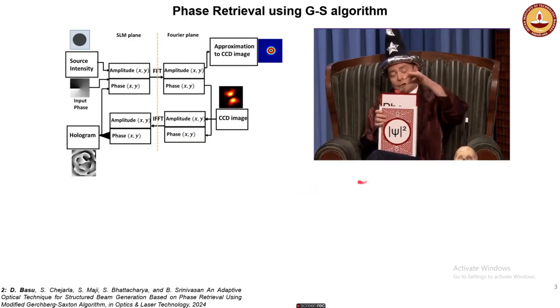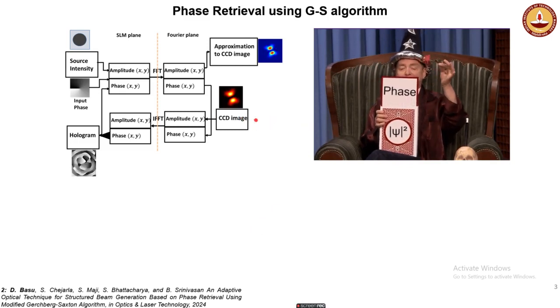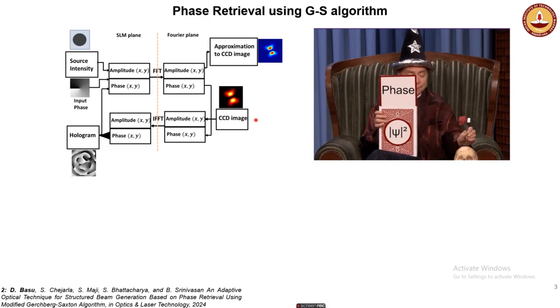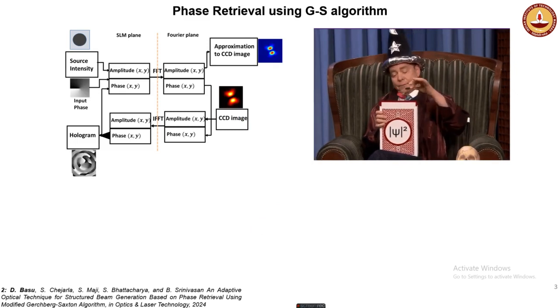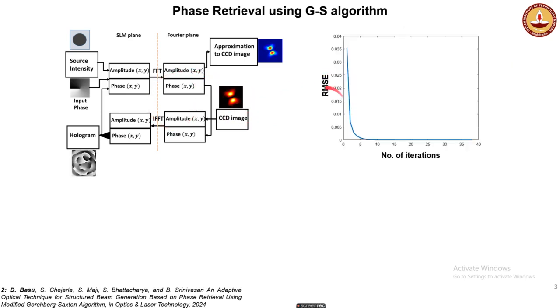We need to extract the phase to find out the aberration from the camera image. It's difficult to extract the phase information because of many other features. We have used a GS algorithm to retrieve the phase of the CCD image by converging the RMSE value between the CCD and retrieved image, which should be lower than the threshold value.